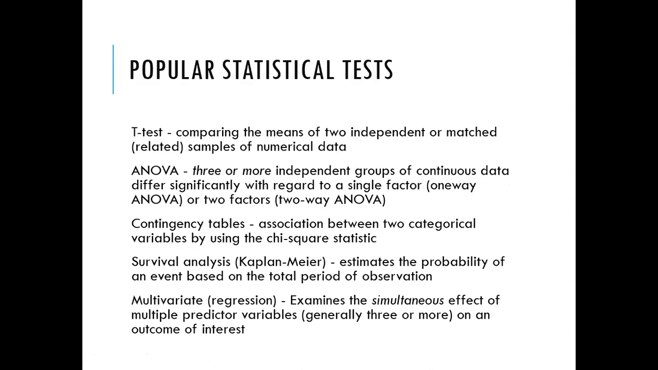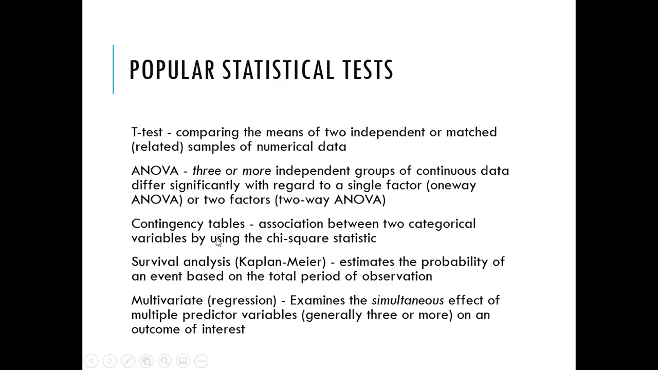Now, some of the popular statistical tests that are used for measuring the difference between the outcome measures is the t-test, where we tend to compare the mean of two independent or matched samples of numerical data. ANOVA, where there are three or more independent groups of continuous data, and they differ significantly with regard to a single factor or two factors. If it is a single factor, it is one-way ANOVA. Two factor, it is two-way.